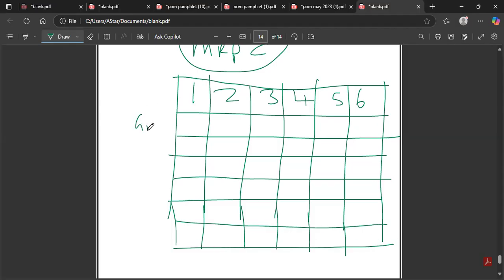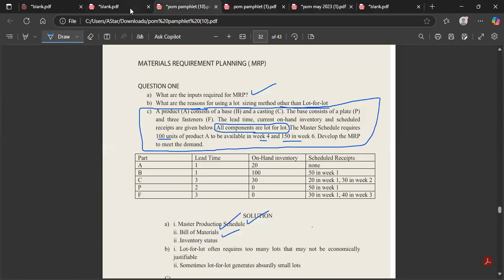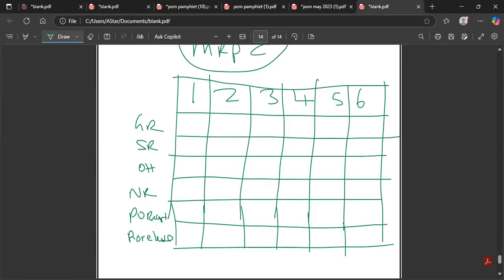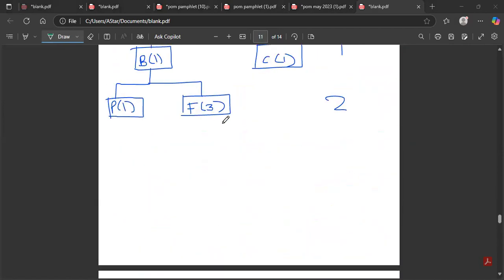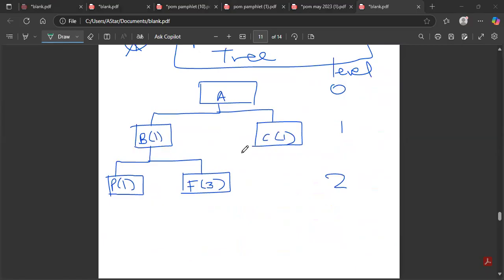So this one is what? Gross requirement. So gross requirement, scheduled receipts, on hand, net requirements, planned order receipt, then planned order release. So let's see the structure. The structure here, maybe I can show you on it. So you know where the C is coming from there.